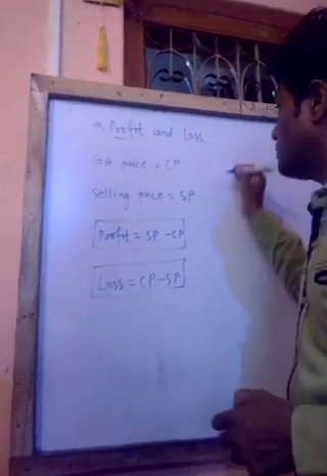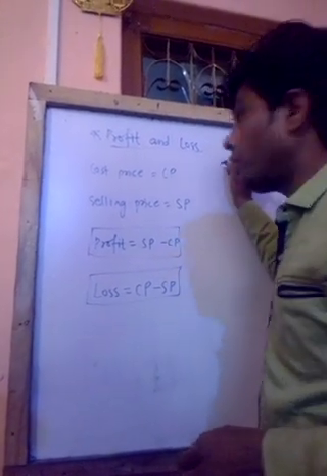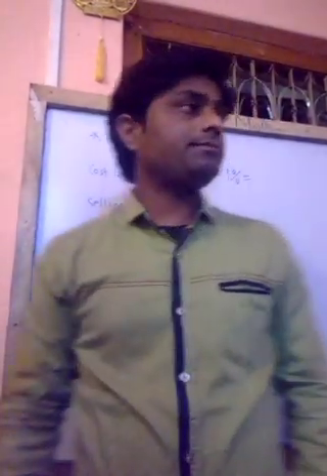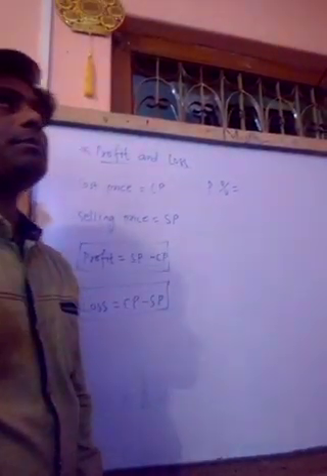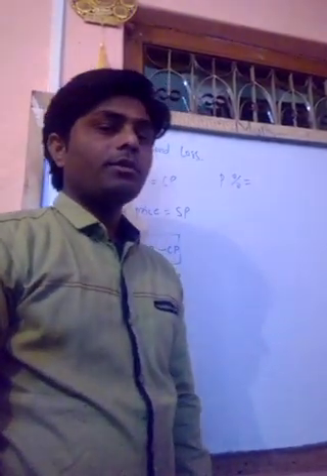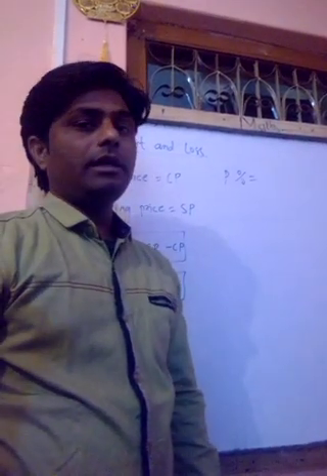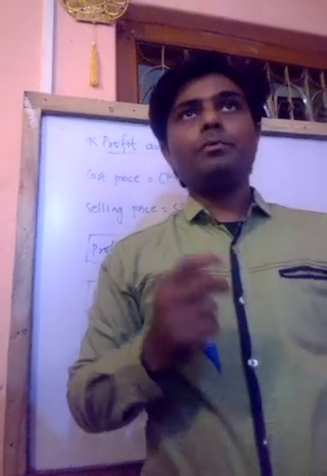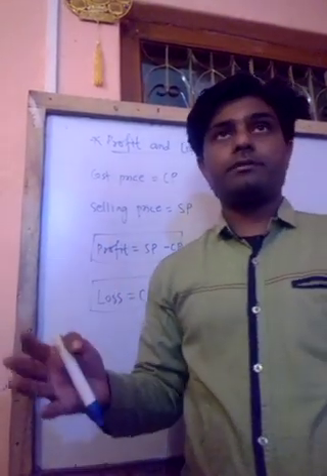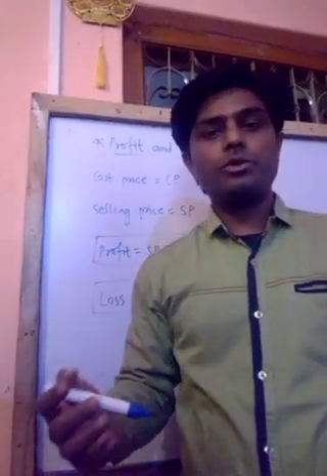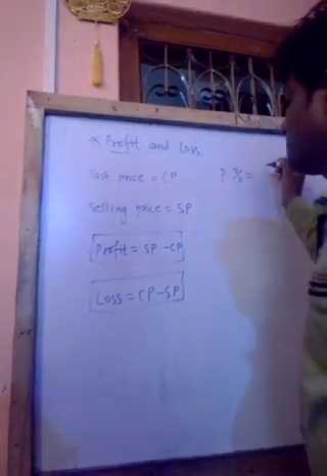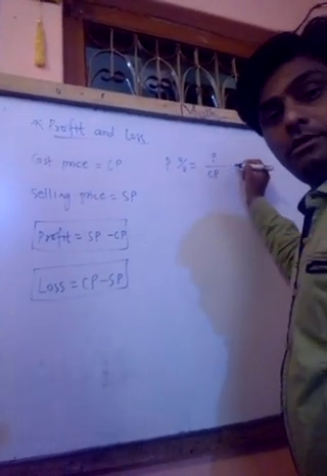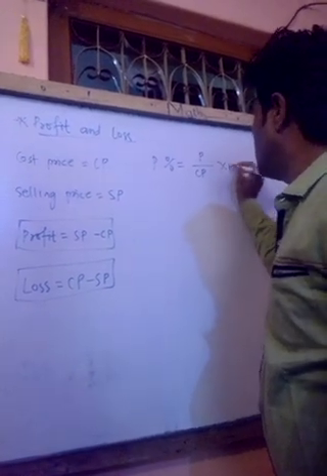Then we'll come to the next, which is profit percent. So what is profit percent? Suppose the same example: I purchased anything for rupees 10 and I sold it for rupees 12. It means I got rupees 2 profit. So rupees 2 is what percent of rupees 10? That percent I want to find. So I have a formula. The profit percent will be profit upon CP into 100.